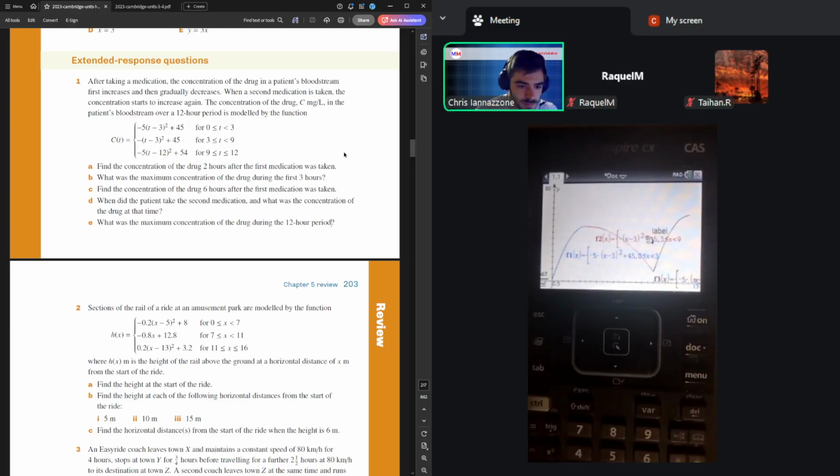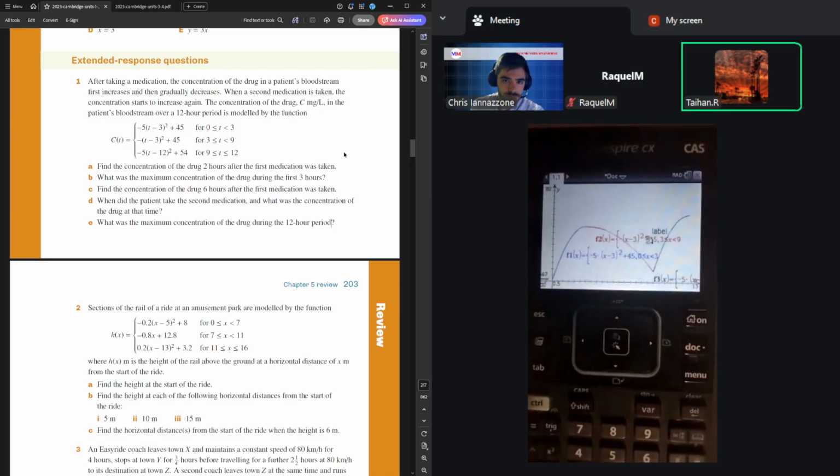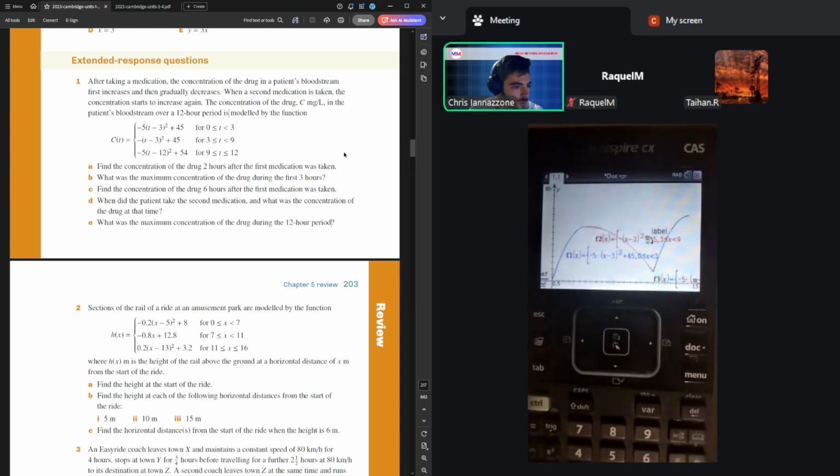Question 1. Find the concentration of the drug 2 hours after the first medication was taken. Yep, you got a question? Yep, so I think I had an idea for that one. I guess you'd assume that t is the time, so that's kind of the variable. So you'd assume that if it's after 12 hours it would be like t equals 12 or something like that, and then you substitute depending on which rule it fits into. Yeah, correct. So we've got a full 12-hour period from 0 all the way to 12 for the t value. So we can definitely infer that t is going to be in terms of hours.